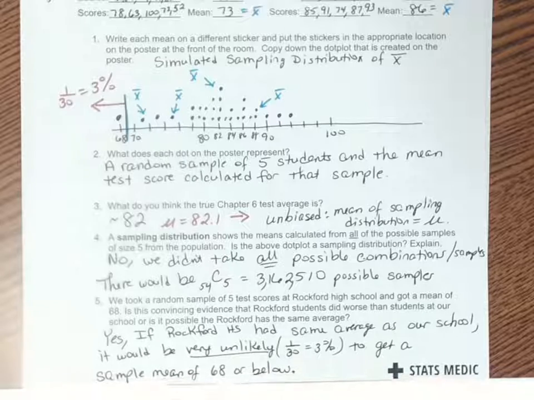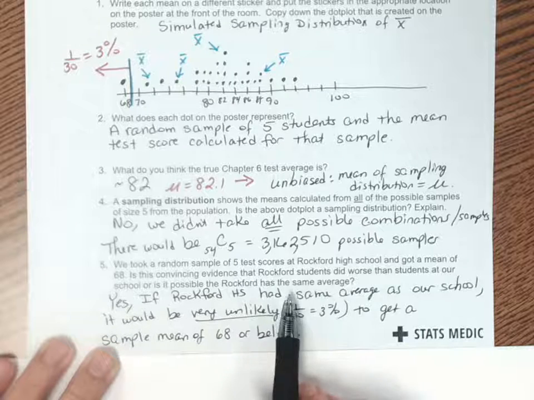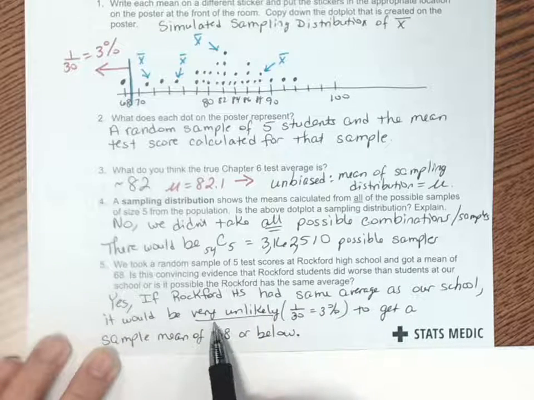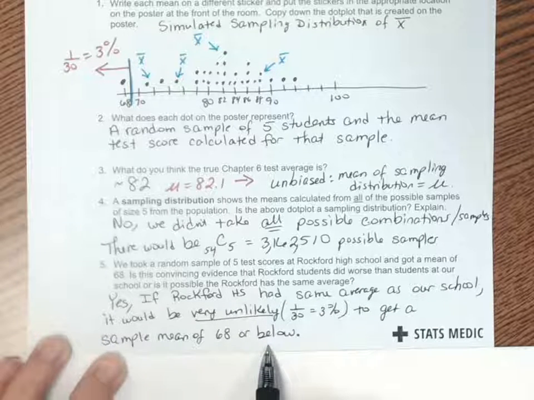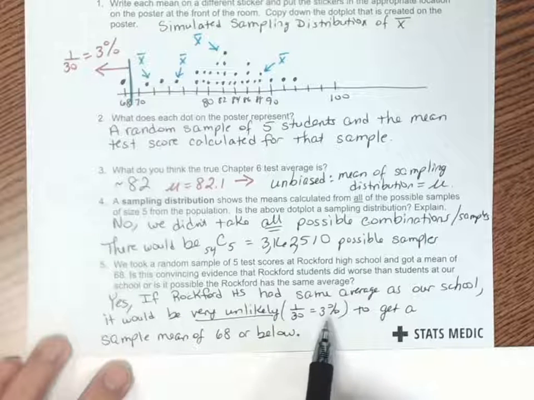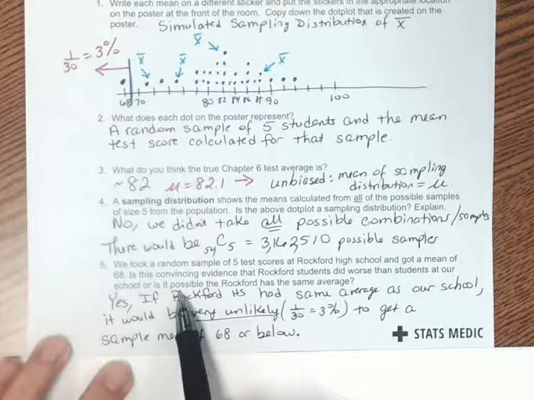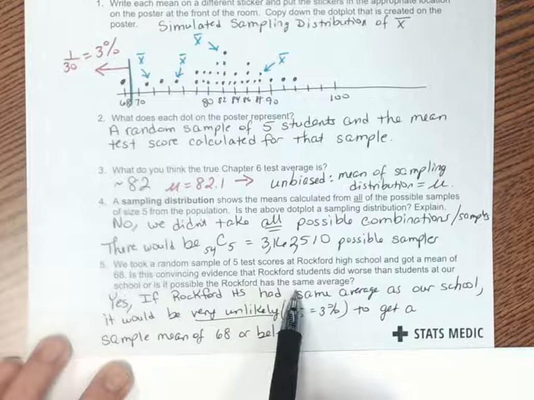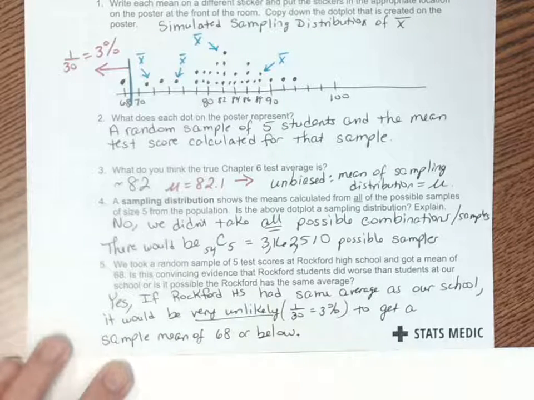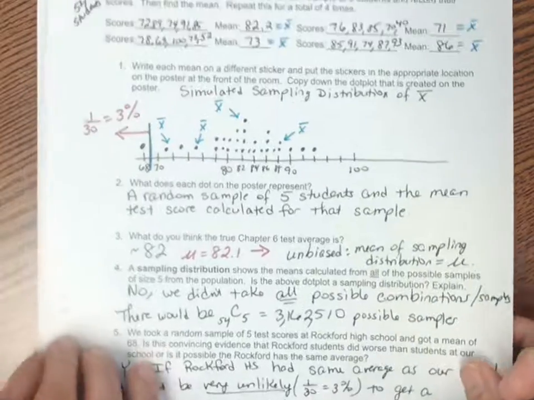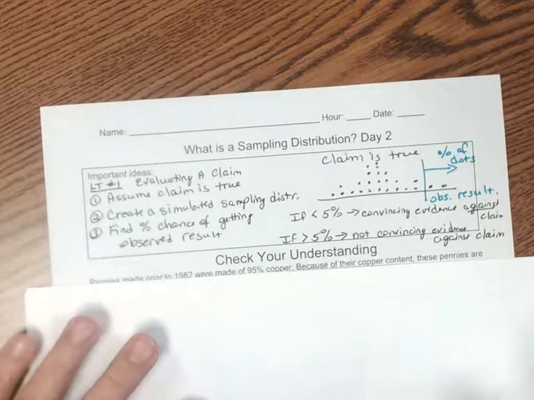So, is it possible that Rockford has the same average? Yes, but if they had the same average as our school, it would be very unlikely. There was only 1 out of 30 to get a sample mean of 68 or below, which suggests, when it's below 5%, that our assumption that they have the same average is not accurate, right? So again, if we get a probability of less than 5%, there's probably something wrong with the assumption.